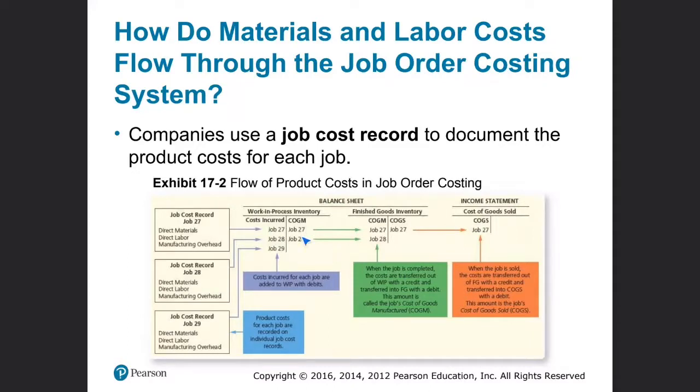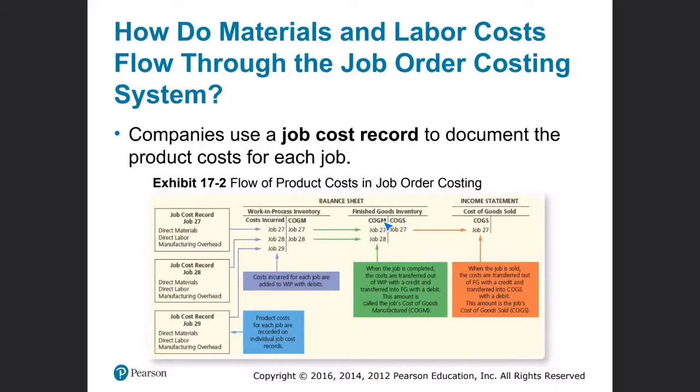Now we're going to move over to our finished goods inventory account, which is still on the balance sheet. Now that we've moved to our finished goods inventory, we've finished the goods, so we're going to debit our finished goods and credit our cost of goods manufactured account, which closes that out, zeroes that out.